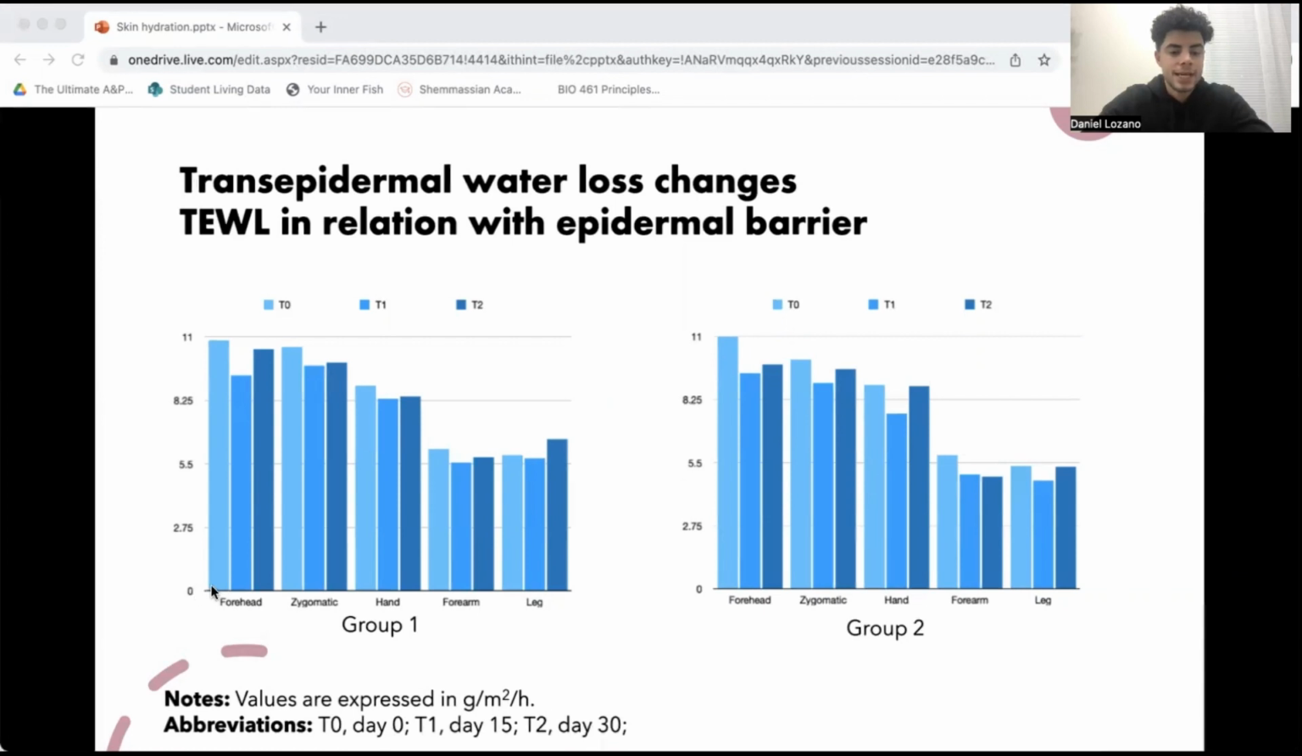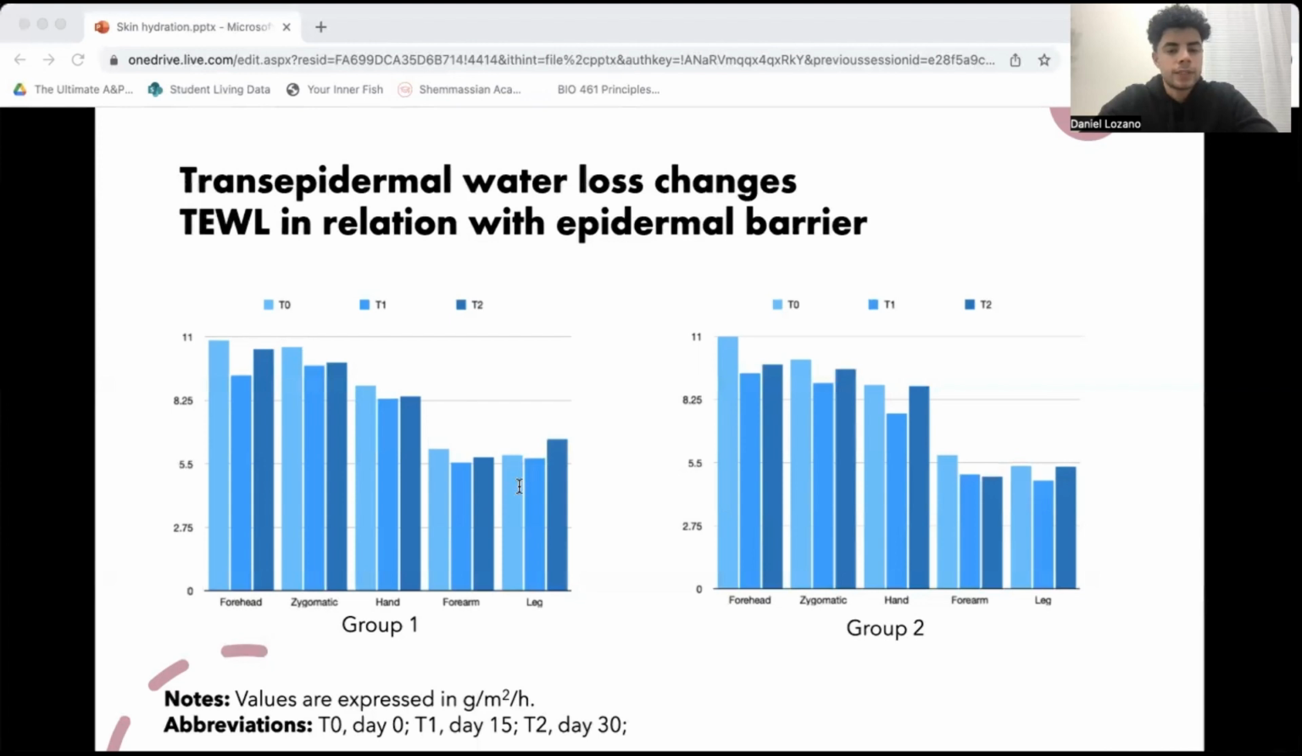This x-axis has 5 categories for each individual body area. We have the forehead, the zygomatic, the hand, the forearm, and the leg. And then T0 represents the day prior to the first day when they started drinking water. T1 is day 15, which is halfway through the study. And then T2 is the final day, day 30. In the y-axis, we have the percentages of water loss.